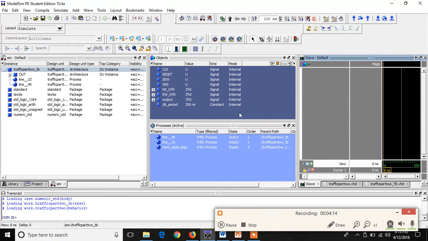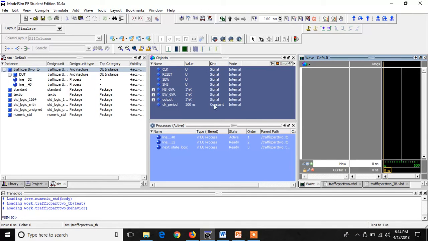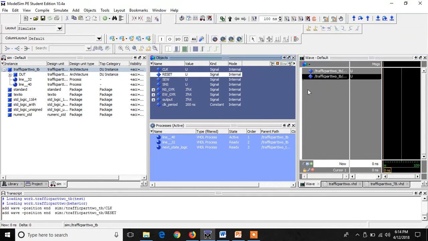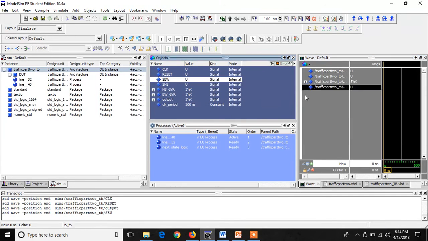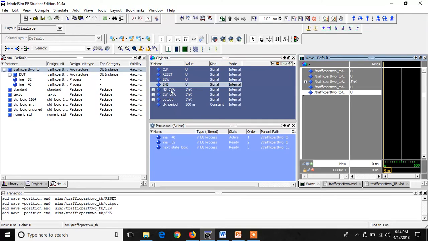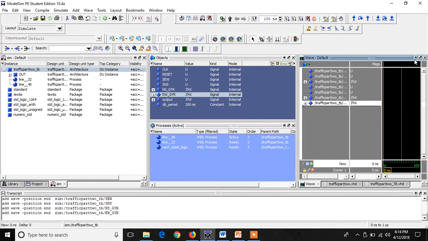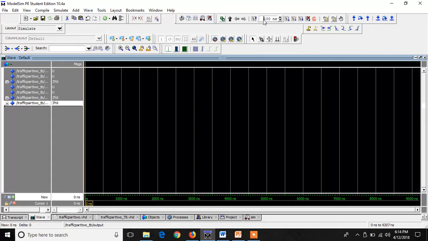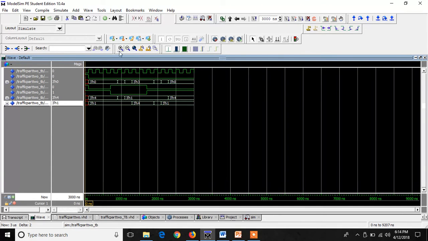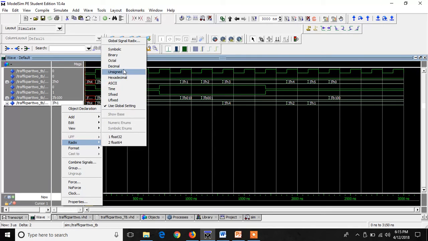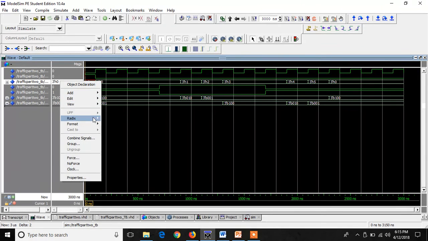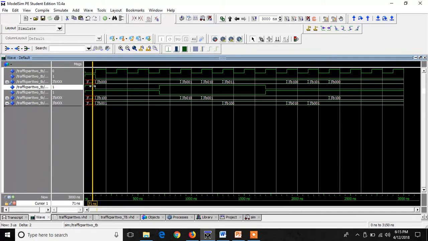I'm going to add in clock, reset, output, sensor east-west, sensor north-south, north-south lights, and east-west lights. And I'm going to run it for 3000 nanoseconds. And I'll make these binary so we can see what's going on. Okay.